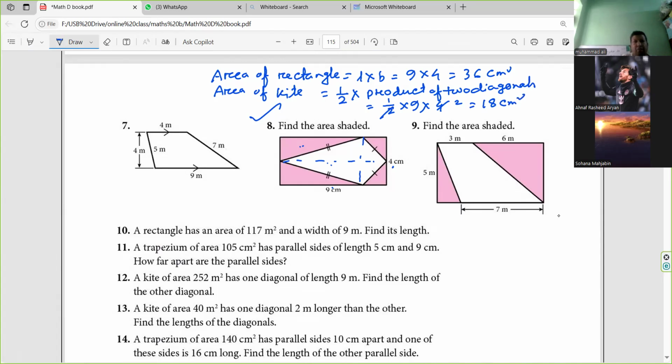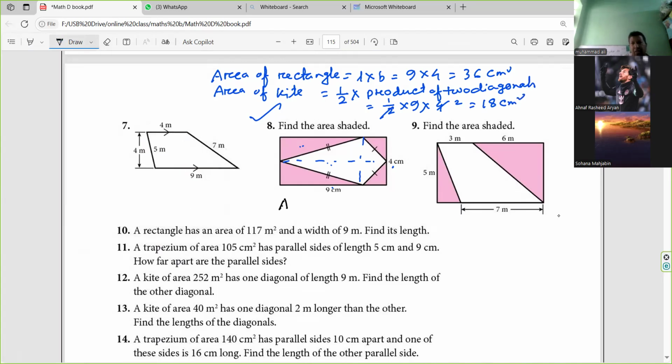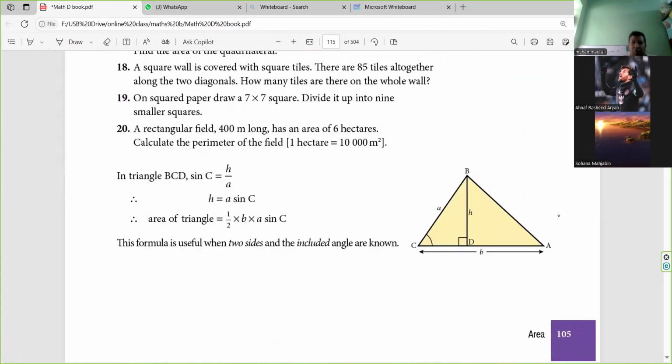So area of shaded, you have to write here, area of shaded equals from 36 you subtract 18, so it will be 18 centimeters square. Have you understood these things, right? Is it clear? Suhana? Hello. Clear, sir. Okay. So by using this formula, you can solve all of these maths.